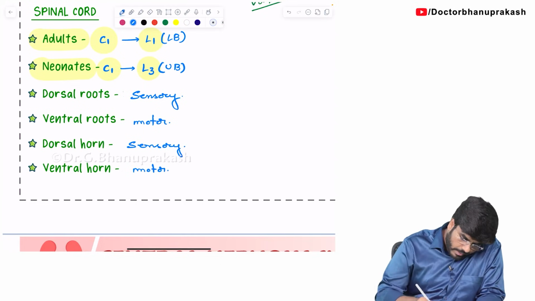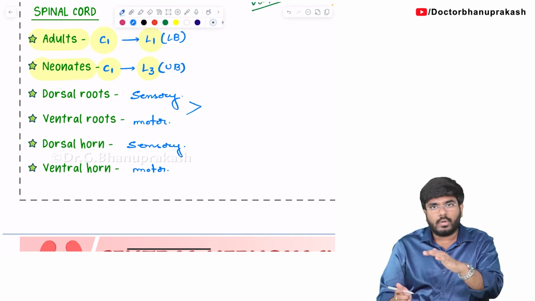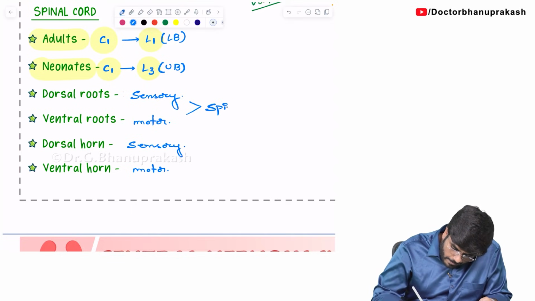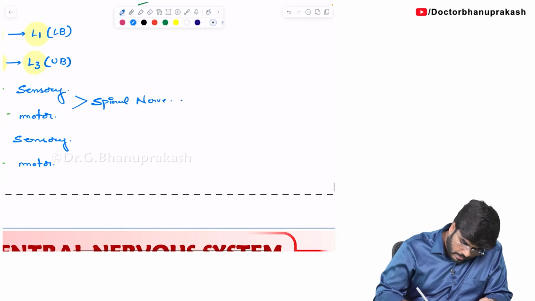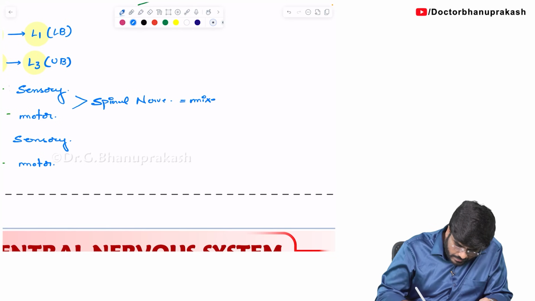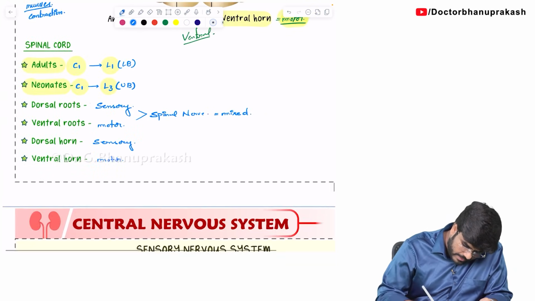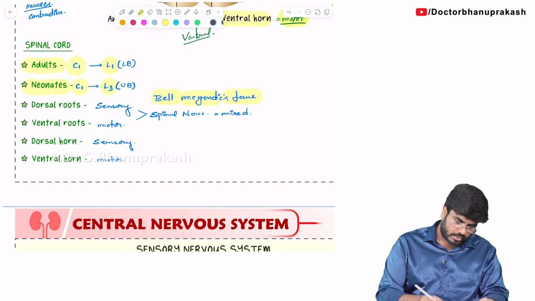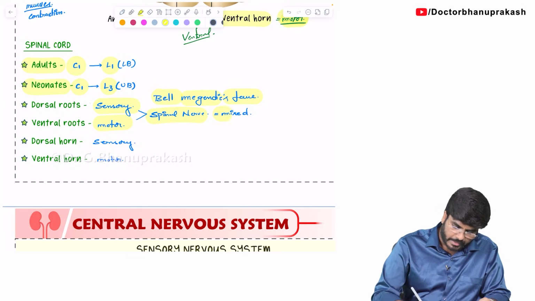But wait, what about the spinal nerves? Dorsal roots are sensory, ventral roots are motor, but their combination, the spinal nerve, is always mixed. This law is called the Bell-Magendie law. So now tell me what exactly is the Bell-Magendie law, guys. The Bell-Magendie law states that the dorsal roots are sensory, ventral roots are motor, but all the spinal nerves are mixed in nature.